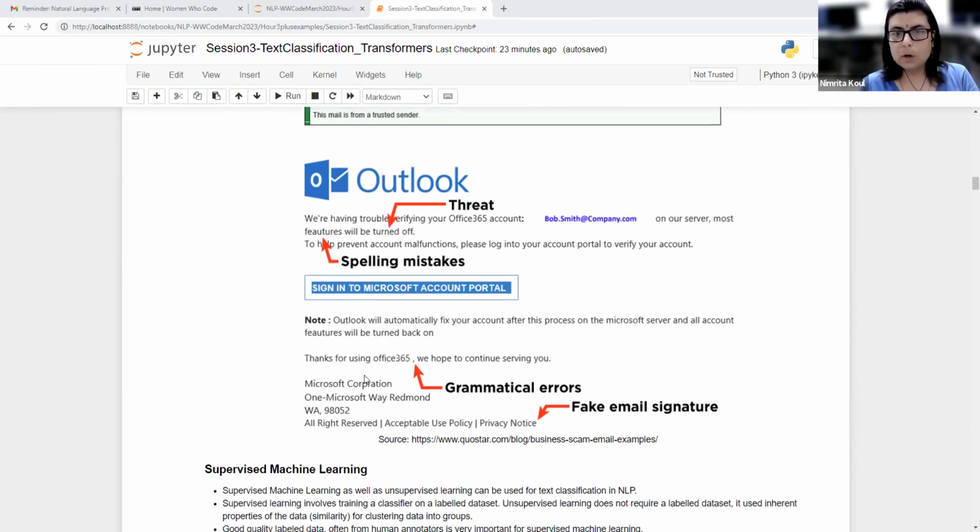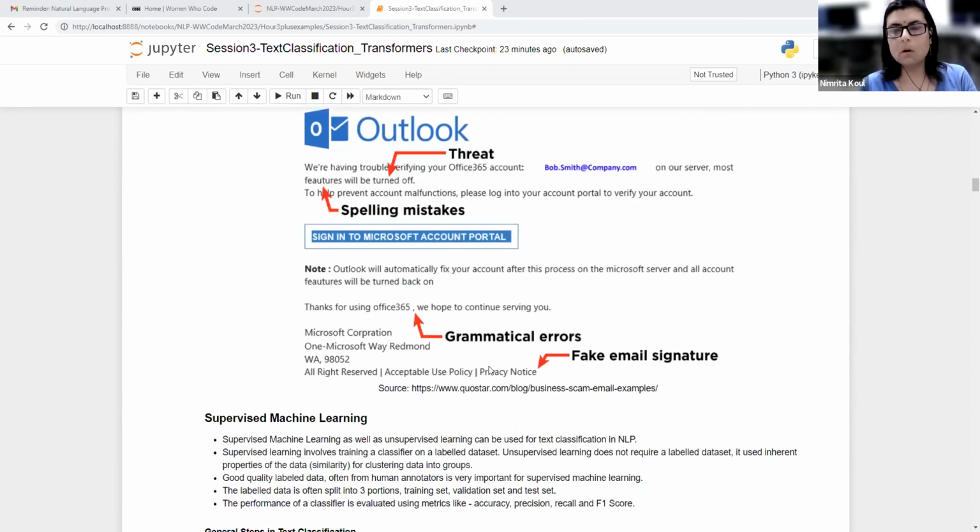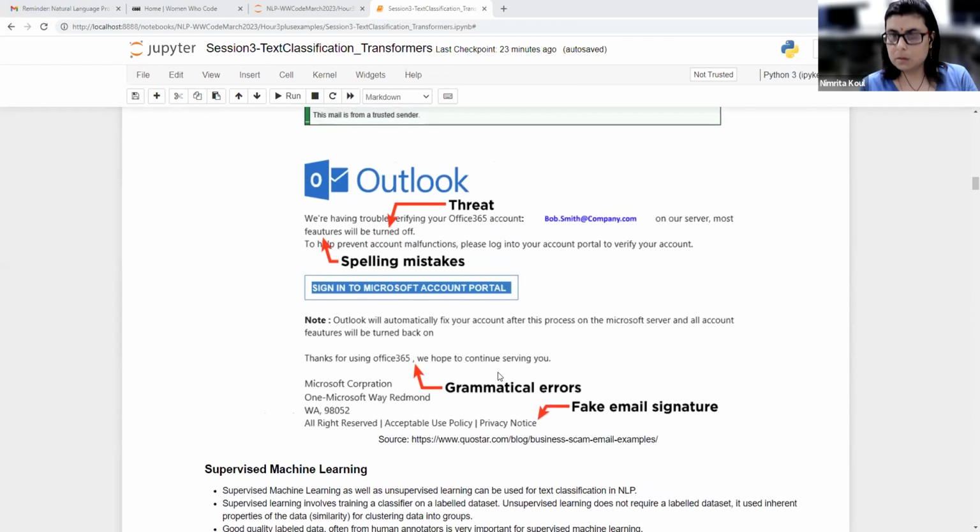There are some words which are not grammatically correct. There are some punctuation marks which are not correctly placed according to grammar. Then your signature may not look very nicely placed. And then there may be a lot of colors that are used in the text.